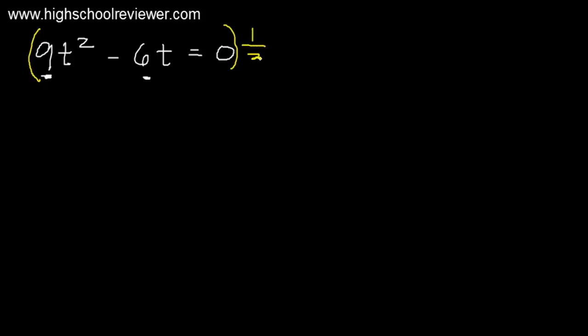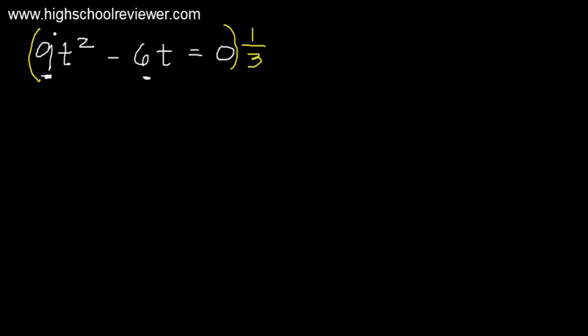The sum and product of the roots. Our next problem, we will have 9t squared minus 6t equals 0. Before we proceed, we can see that we can simplify this equation because we have 9 and 6 here, and 3 is common between the two terms. So we can divide both sides of the equation by 3.